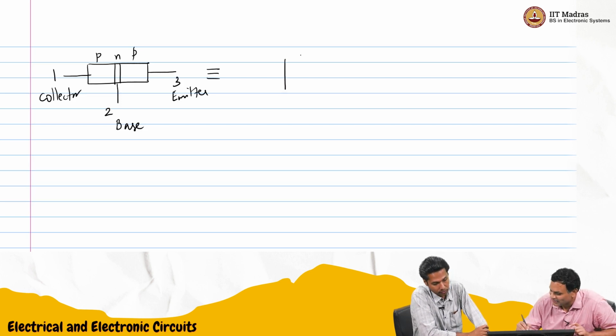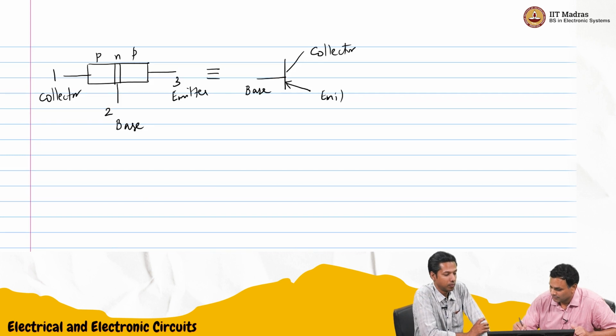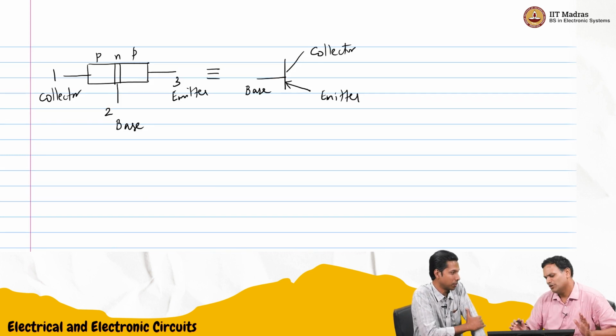We'll use something very similar. This portion of the symbol stays the same, except I'm going to flip it. So I can draw it like this: base, collector, and now this is the emitter. That's the only difference.